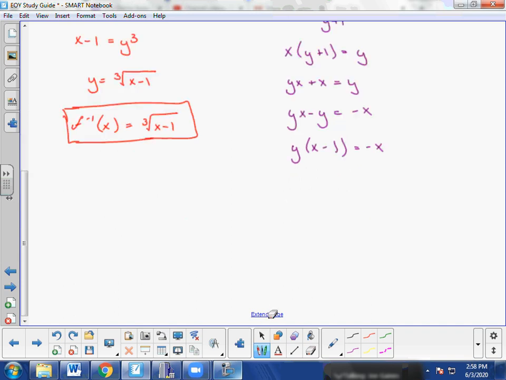Then I can divide by the quantity x minus 1. So this would be y equals negative x over x minus 1. So the inverse of h of x is negative x over x minus 1. So in order to find an inverse function algebraically, we want to take the x and the y portions of that function and switch them, then solve for y.